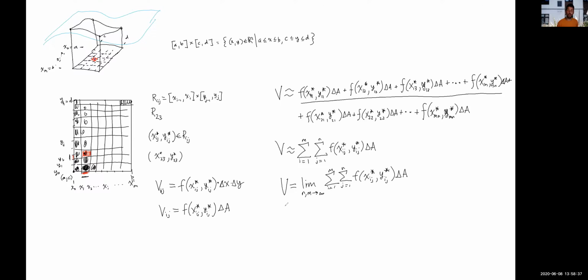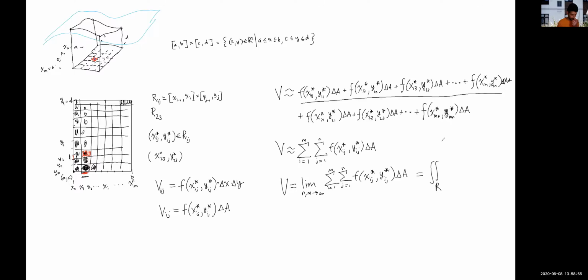This is what we'll call our double integral over this region. And so we have a symbol for this. We use two integrals. R represents the region that we're integrating over.